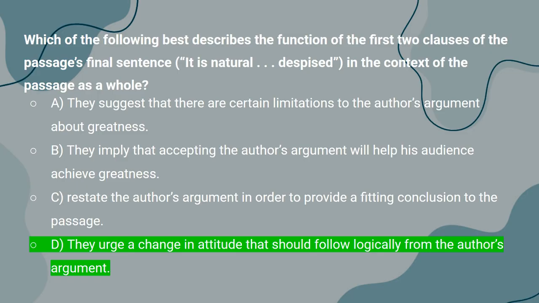And here it's saying how it urges a change in attitude. Again, it's not restating or implying. The implication isn't there, and it's not restating anything. So A and D were the obvious correct answers from the start of this. It was just whether it was A, suggesting the certain limitations, or D, whether they should logically follow from the author's argument. But even so, why would the author suggest their own limitations? So D is without a doubt the best answer there.